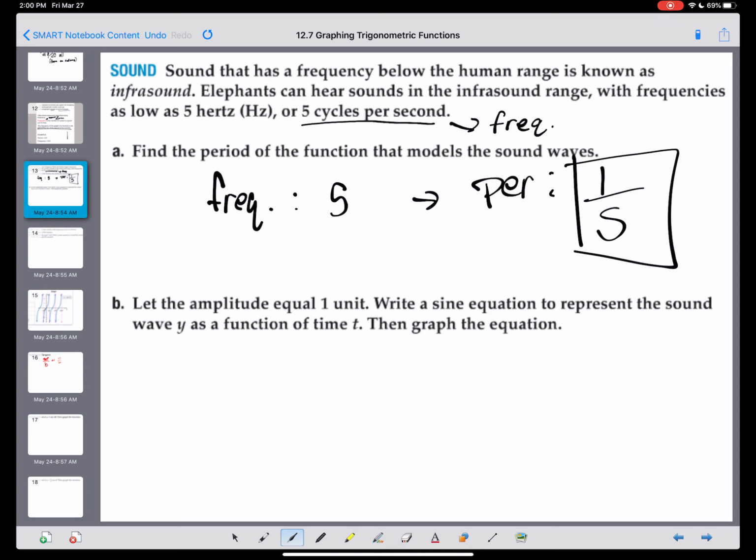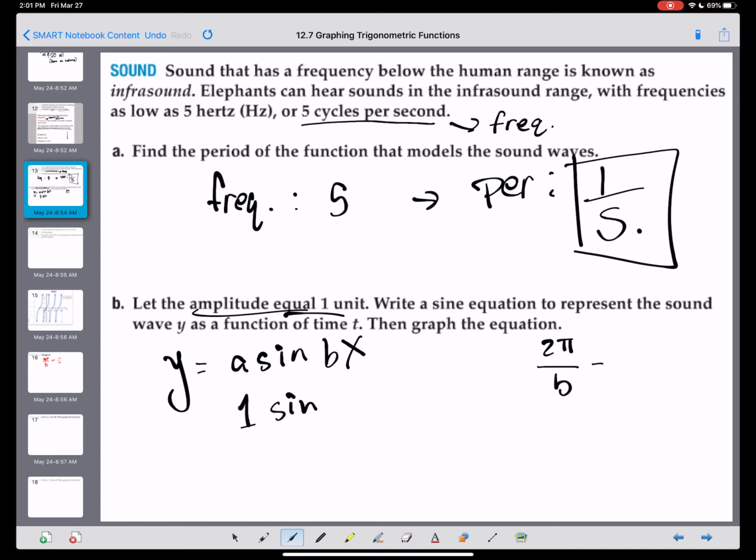Okay, let y equal 1. The amplitude is equal to 1, so y equals, I want to do something like a sine of bx, right? The idea is that from here, I know 1 is my amplitude, sine, my period is 1/5, right? I want to find b. If you guys remember from last lesson, the period is 2 pi over b, and I want to solve for this b right here.